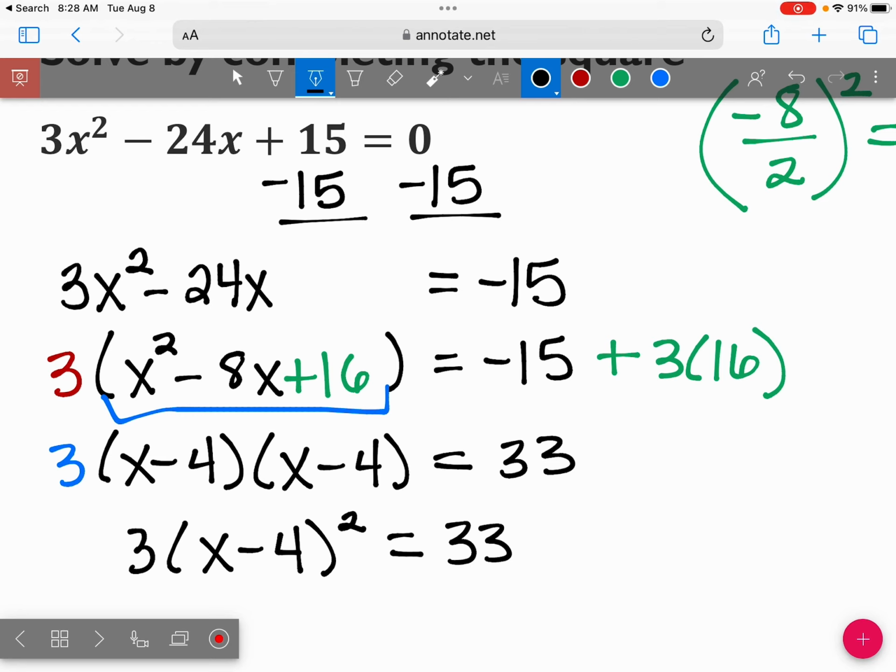The rest is easy. So now we're still trying to solve for x. The next thing we need to do is get rid of that 3. The 3 is being multiplied by the parentheses. So how do I get rid of the 3? What's the opposite of multiplication? Divide. Divide both sides by 3.